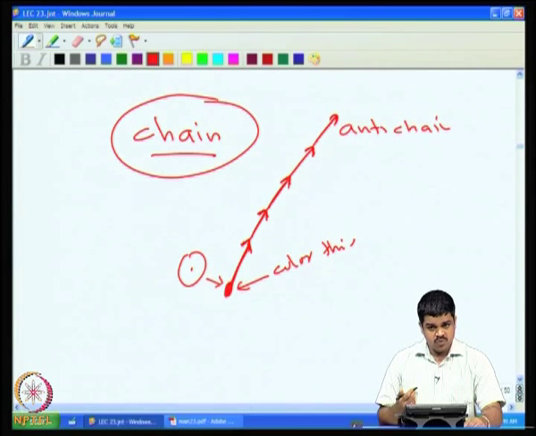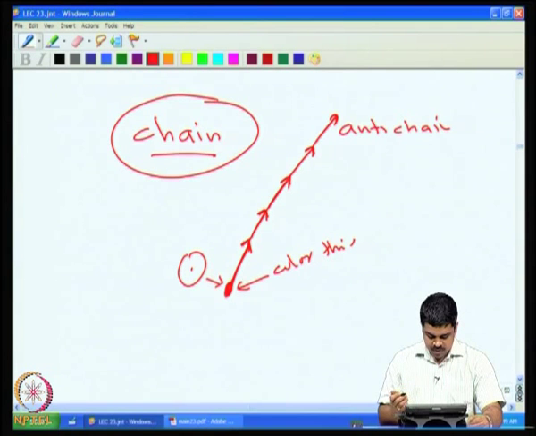So, if we somehow demonstrate that this is indeed a valid proper coloring, then the number of colors used will be less than or equal to the biggest chain, that is the clique number. So, it has to be equal to the clique number, that is the biggest chain.